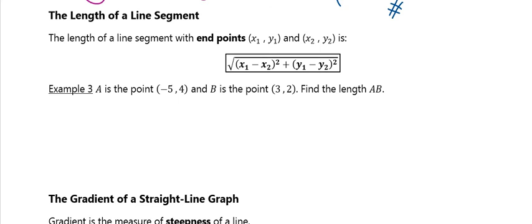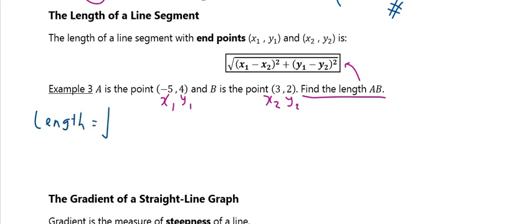So let's proceed. Example 3, A is the point 5, 4. So I just label it x1, y1, and B is the point 3, 2, which is x2, y2. So the question here is to find the length AB. You just have to use this formula. So basically, the length of AB is under the square root.